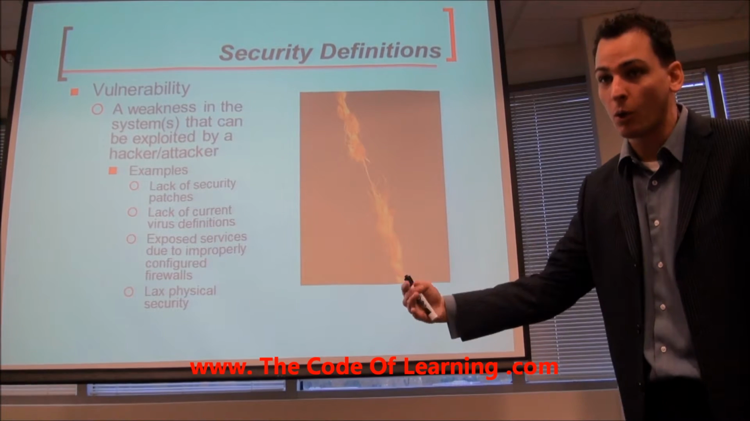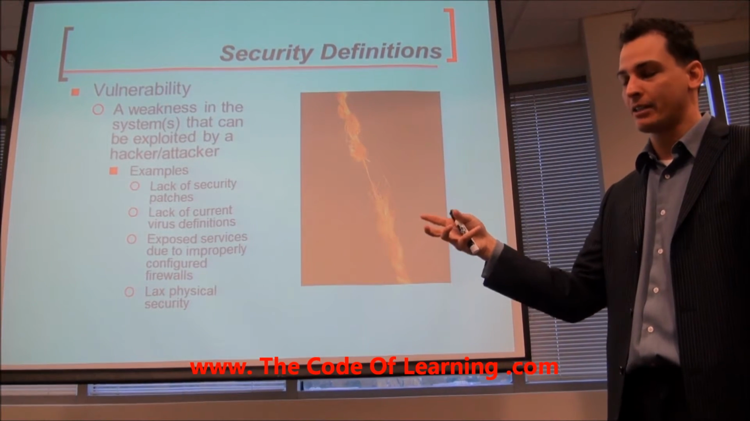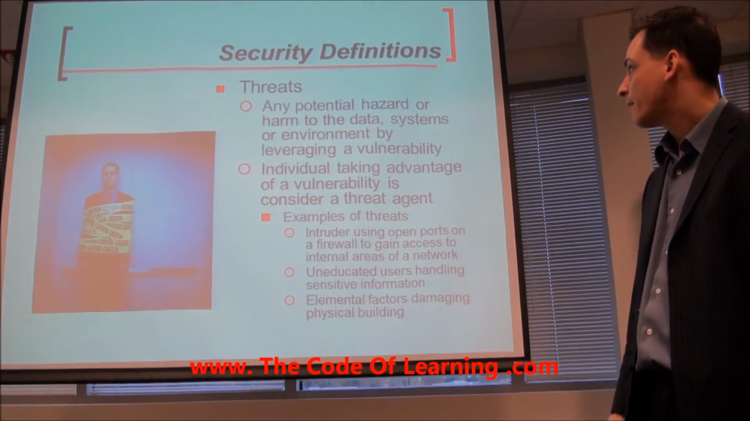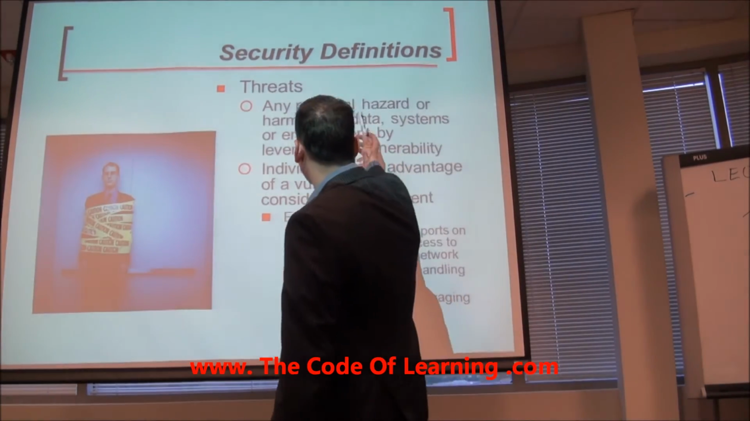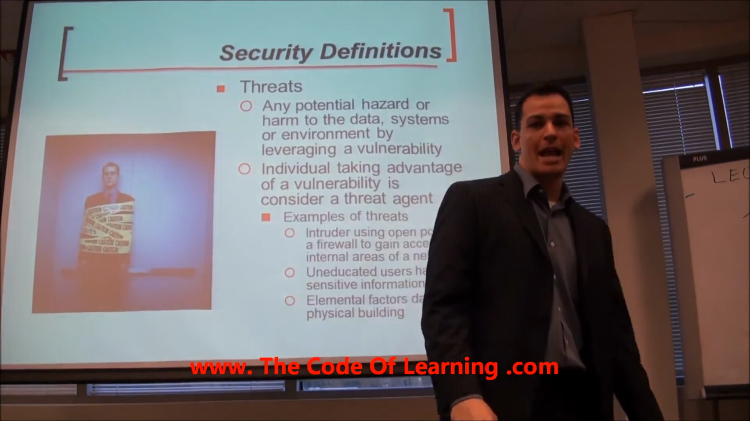And we could put in controls, such as preventative, detective, deterrent, corrective, compensative, et cetera. So threats. Threat, circle the keyword: potential hazard. Potential hazard.